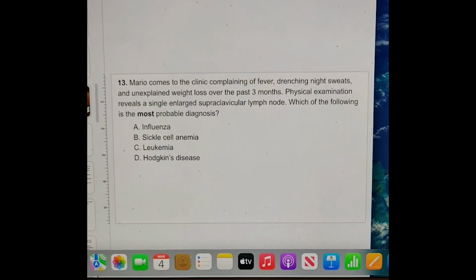All right. Question number 13. Mario comes to the clinic complaining of fever, drenched night sweats, and unexplained weight loss over the past 3 months. Physical examination reveals a single enlarged supraclavicular lymph node. Which of the following is the most probable diagnosis? Is it influenza, sickle cell anemia, leukemia, or Hodgkin's disease? What are we thinking?